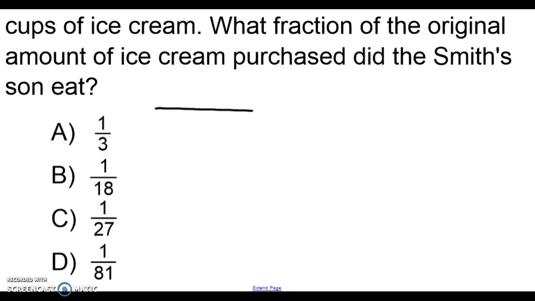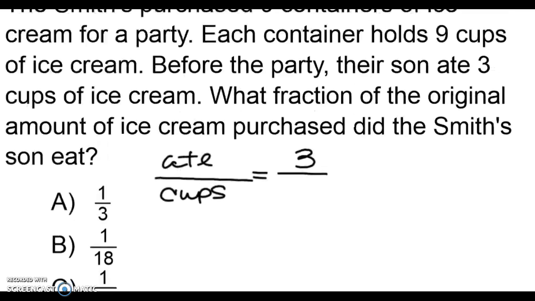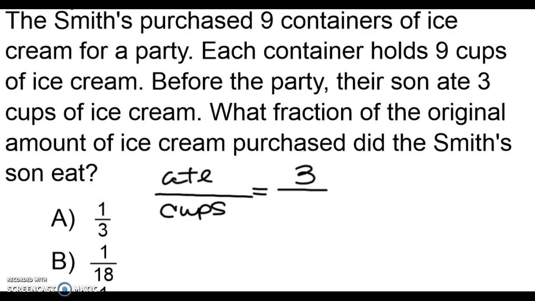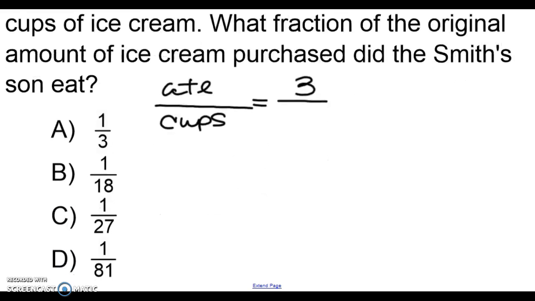So we need to ask, who or what are we talking about here? Well, we're actually talking about cups of ice cream. And who specifically are we talking about? Well, we're talking about how much the son ate. So how many cups did the son eat? It said he ate 3. And it says that they have 9 containers, and if there's 9 cups in each, we know that there's a total of 81 cups in total.